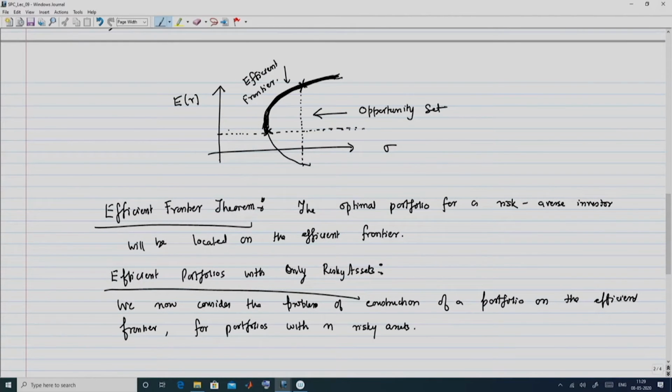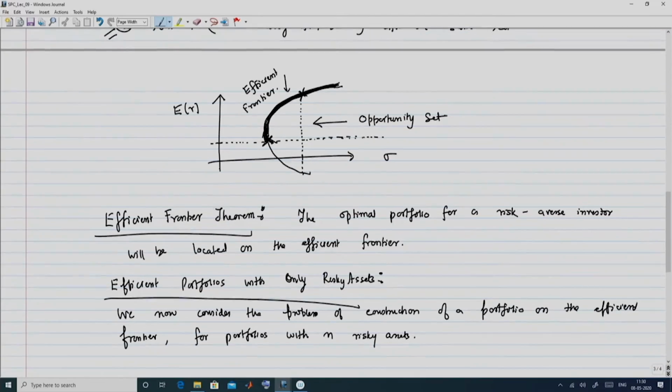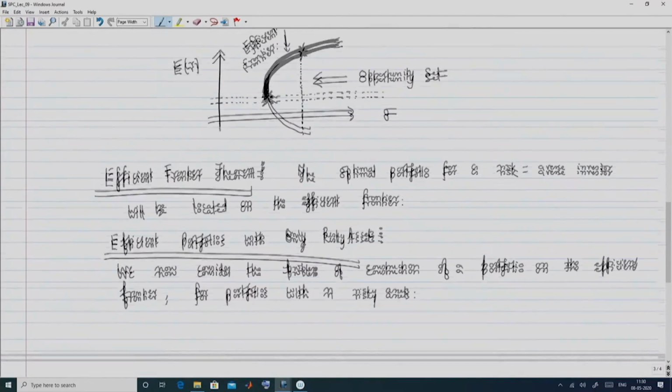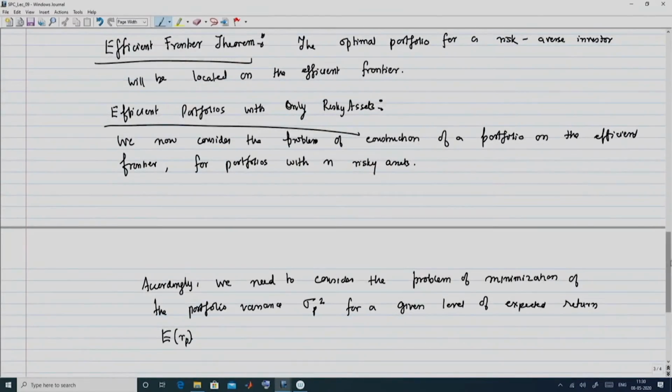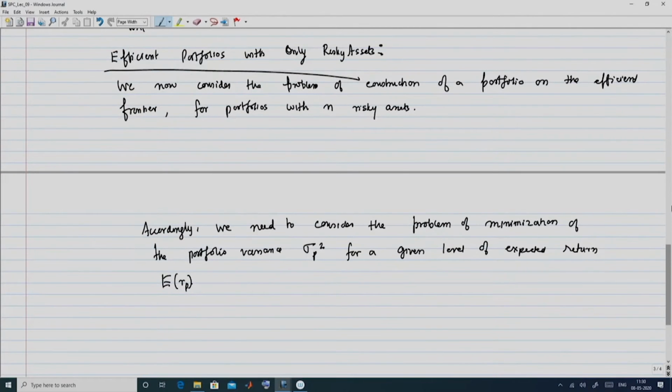So, it is this problem where I fix the expected return and then amongst all the portfolios at that expected return, I will try to obtain the portfolio which gives me the minimum risk for that given level of return, so that I get the weights of the portfolios on the efficient frontier. So, for a given level of expected return E(r_p), we can now formulate the problem in more concise terms.